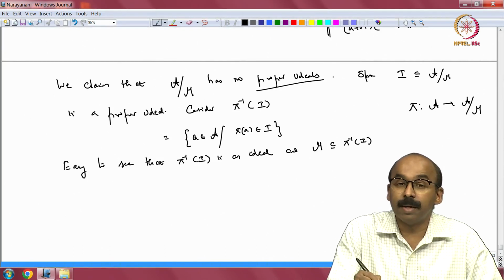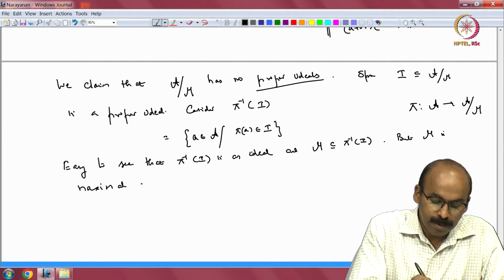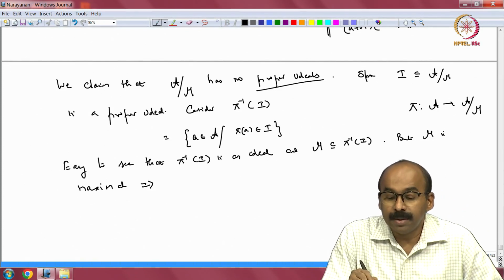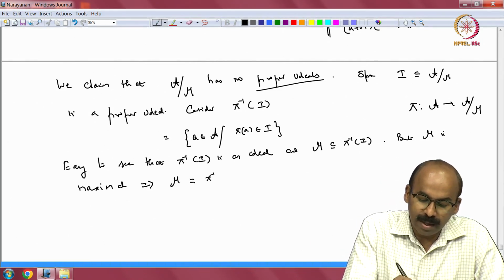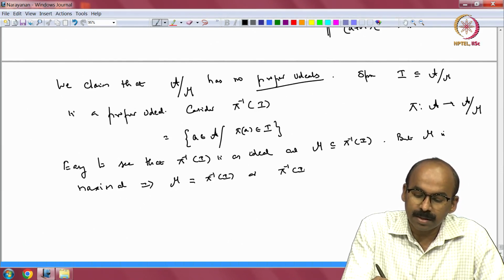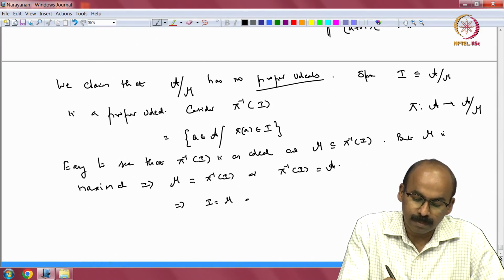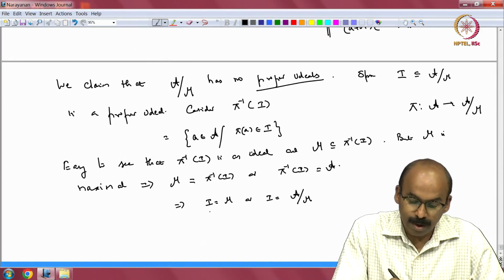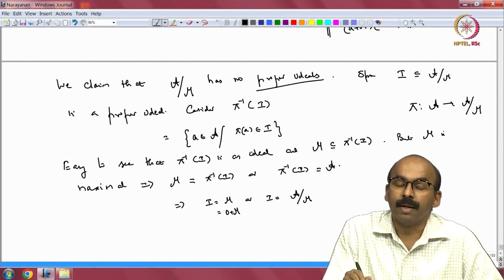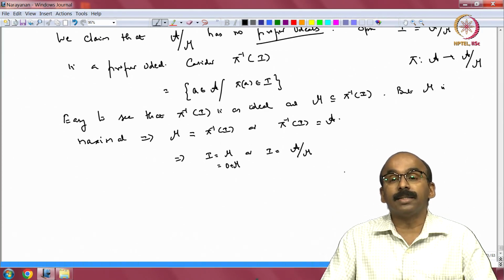So, this will tell me that, because m is maximal, m is equal to pi inverse I or pi inverse I is the whole space, right. These are the only possibilities, that is m is equal to pi inverse I or pi inverse I is the whole thing, right. In other words, this would imply I equal to m, that is 0, or I equal to A by m, right. These are the only ones. So, I equal to m meaning m is the 0 element in the quotient space. So, I is 0 or the whole thing, right. So, there are no proper ideals.